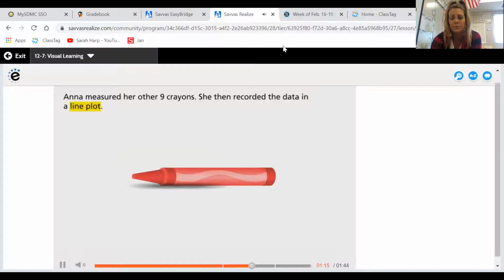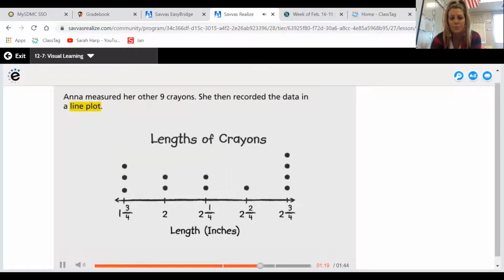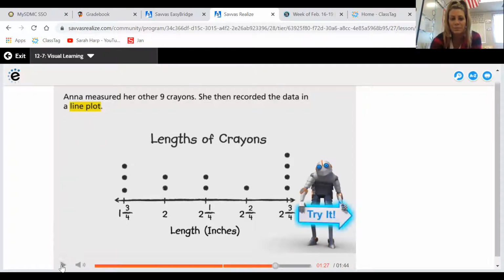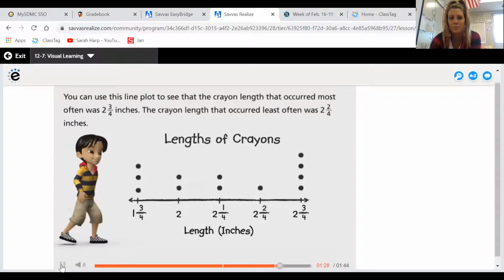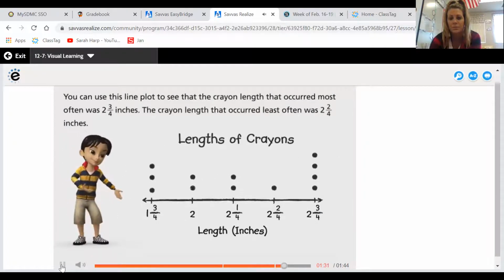Anna measured her other 9 crayons. She then recorded the data in a line plot. A line plot is a way to organize data on a number line. You can use this line plot to see that the crayon length that occurred most often was 2 3/4 inches. The crayon length that occurred least often was 2 2/4 inches.